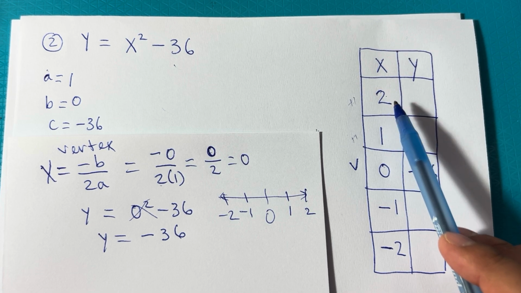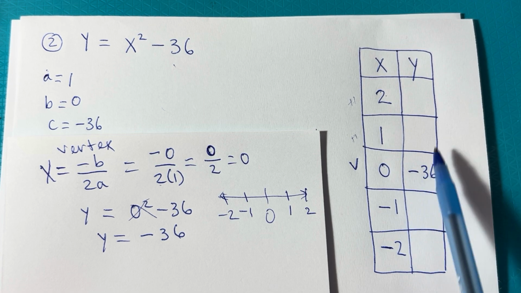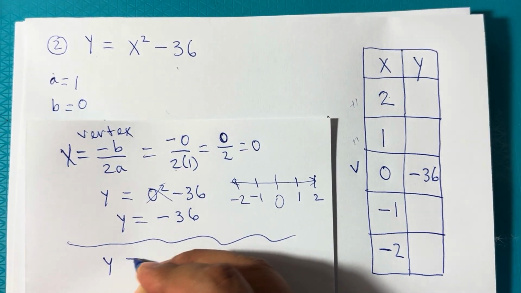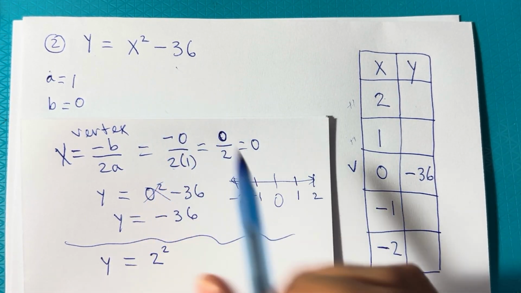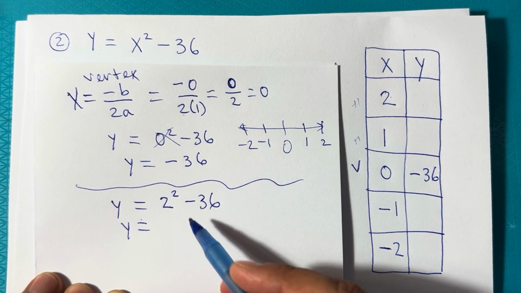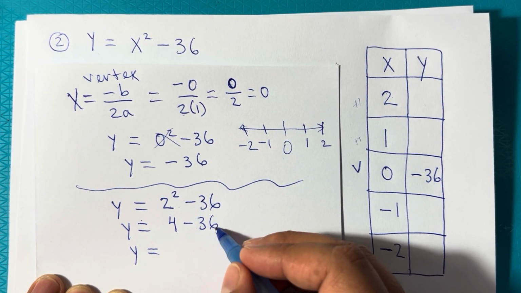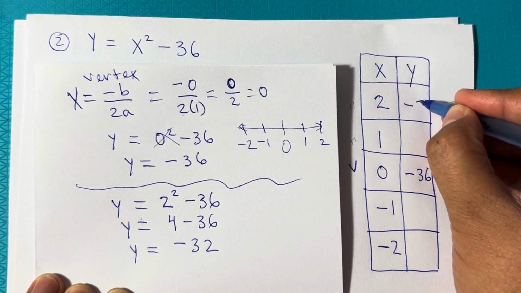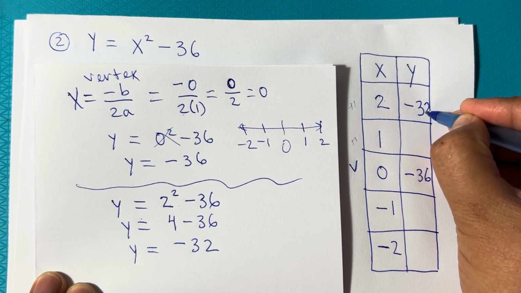And now we are able to replace those values in x and start doing the same thing that we did here for the vertex, we do for the other 2 points. So y equals x squared minus 36. We start with 2 squared minus 36. 2 squared means 2 times 2. So that's 4 minus 36. And 4 minus 36 is negative 32. So that's the value for 2. When x is 2, then y is negative 32.